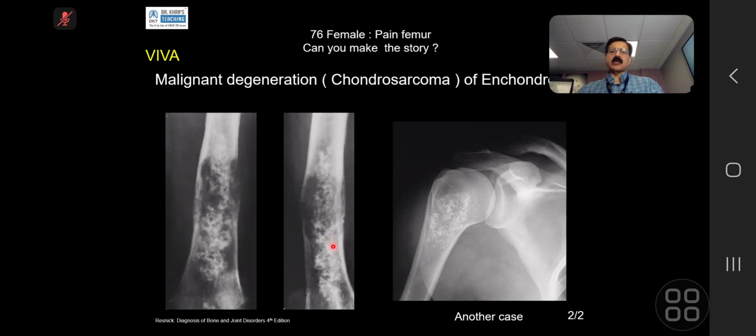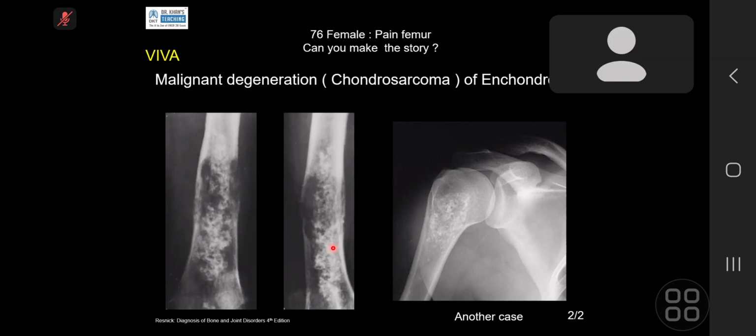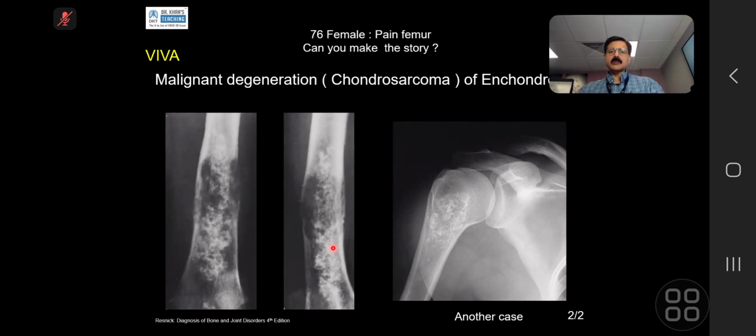We will cover it separately, but why I am showing you, they can show you a malignant transformation of a bone infarct. Please remember, bone infarcts can malignantly degenerate. And on the other hand, enchondromas can malignantly degenerate. And in this particular case, this is punctate calcification. This case is a story. It tells you a story.